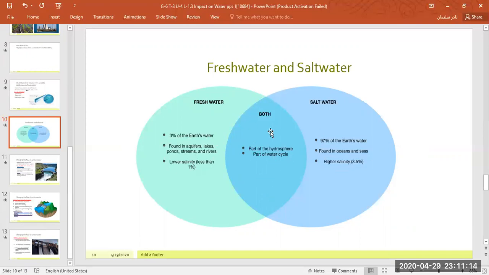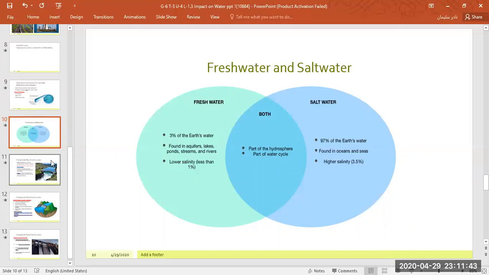The similarities between them: both are part of the hydrosphere, the part of the earth that's made up of water. Both are part of the water cycle. As you know, the water cycle includes the first step, evaporation. So water evaporates from seas, which is salt water, and oceans, and also it evaporates from lakes and rivers and other water bodies that have fresh water.